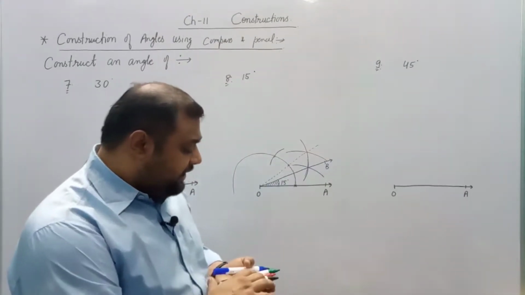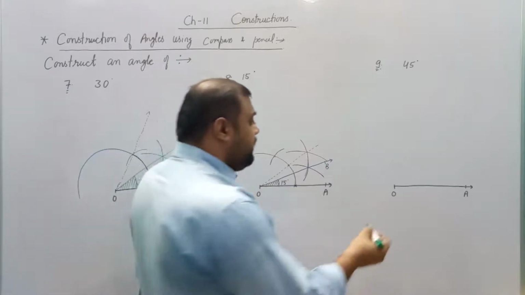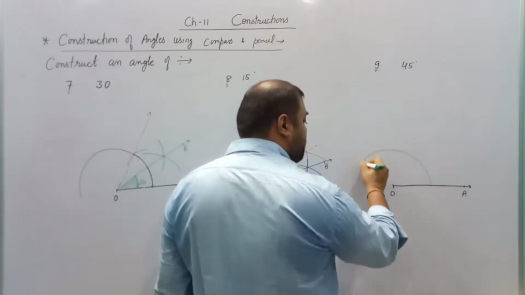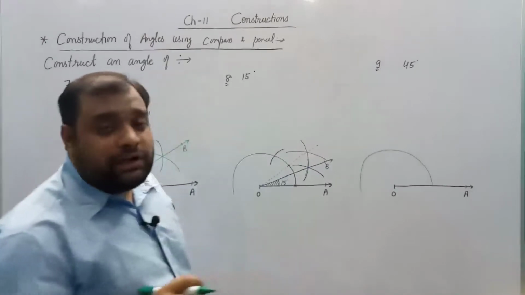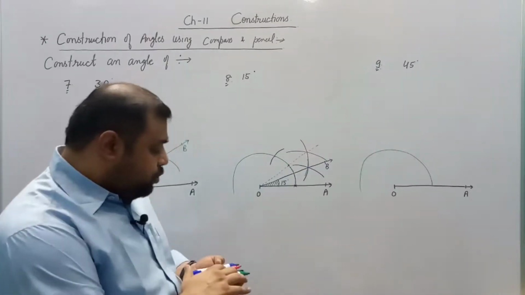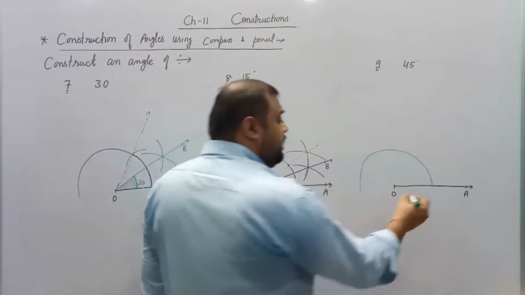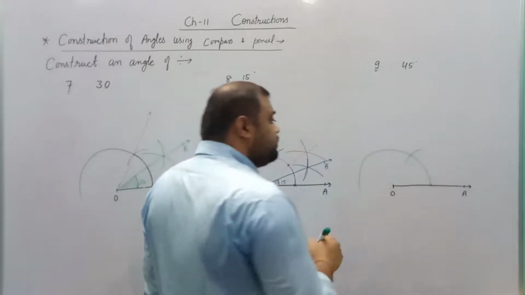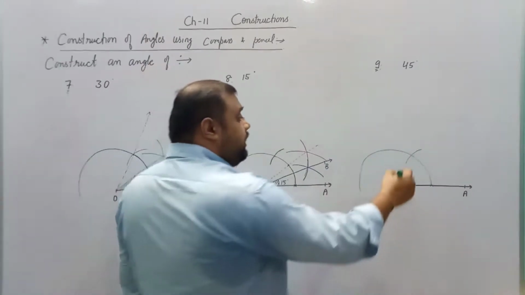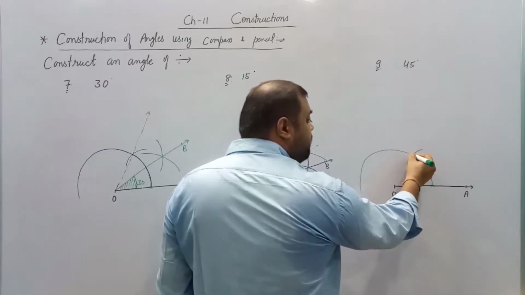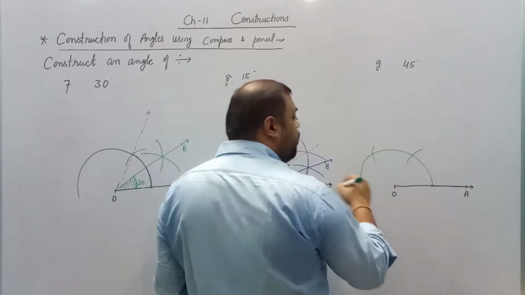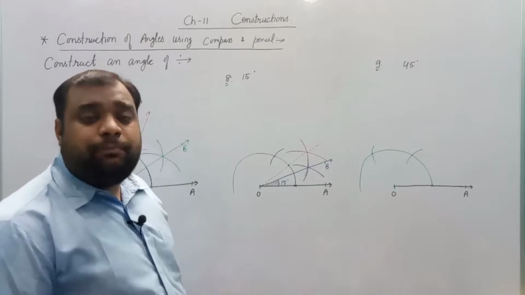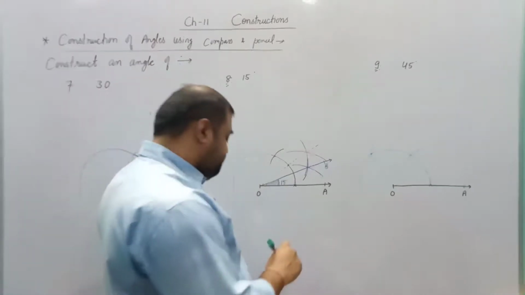Draw a ray OA of any length, taking O as center and with any radius draw a semicircle. Now construct an angle of 90 degrees. Taking this point as center and with the same radius draw an arc. So this is 60 degrees. Taking this point as center and with the same radius draw another arc. So this angle is 120. 90 is the bisector of 60 and 120.